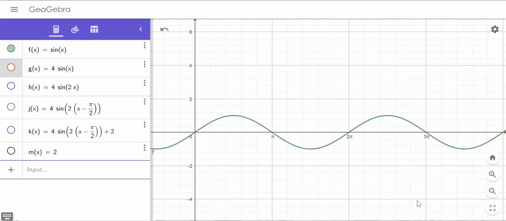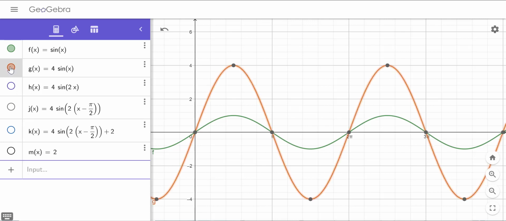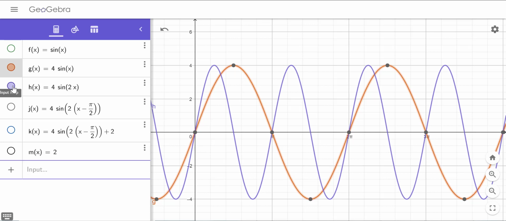Okay, so here on this page I've drawn the graph of sine x. We then apply the dilation of factor 4 from the x-axis. The sine x turns into the 4 sine x, green to orange. We then take the orange graph and we halve its period, so that factor of 1 over 2. So the orange graph turns into the purple graph.